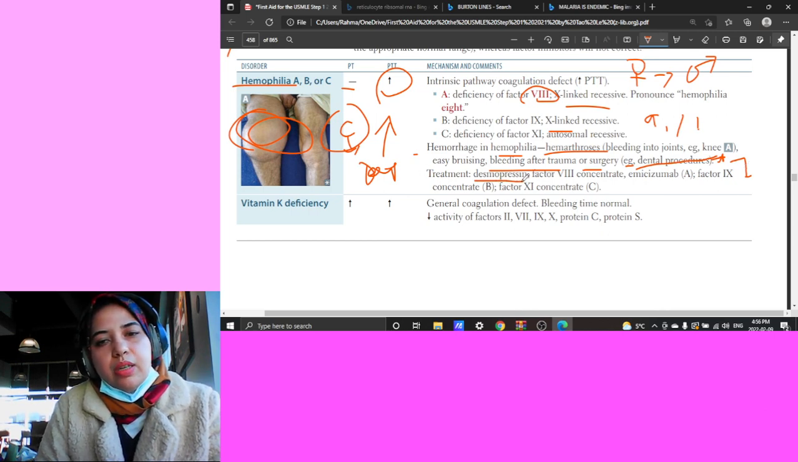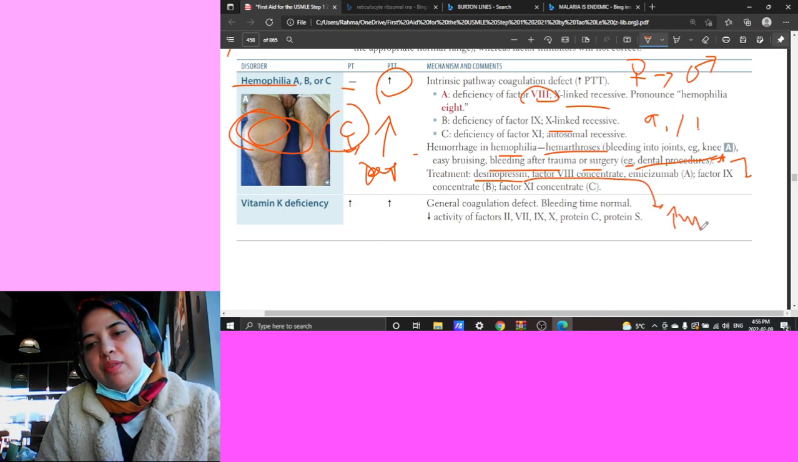Treatment is desmopressin. What are we doing with desmopressin? Desmopressin increases von Willebrand factor. If you remember, von Willebrand factor is the big brother for the little guy, which is factor 8. He protects him.